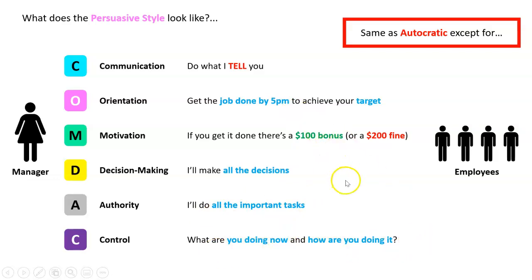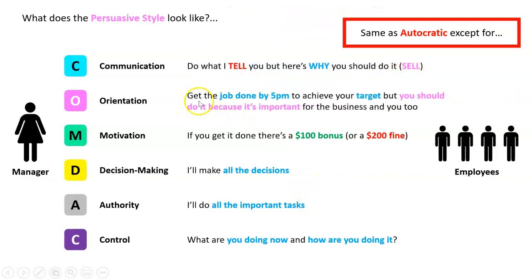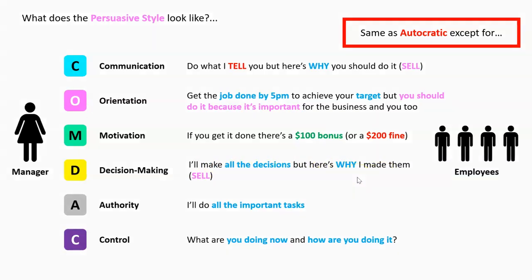However, we'll just swap a couple of little things. With this first one, it's not do what I tell you, it is do what I tell you, but here's why you should do it, as in they're selling it to the employees. And lastly, instead of the orientation being get the job done by 5 to achieve your target, it should be like get the job done by 5 to achieve your target, but you should do it because it's important for the business and for you too. And with the decision making, we'll just change a little bit. Instead of I'll make all the decisions, we'll change it to I'll make all the decisions, but here's why I made them, which is selling it.